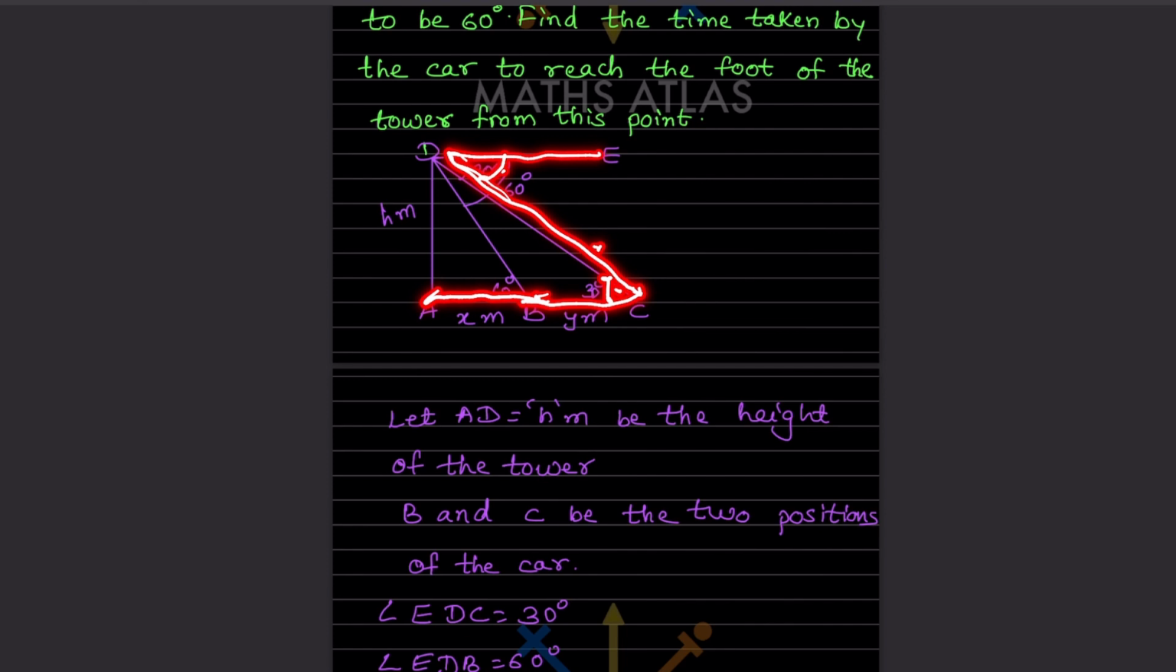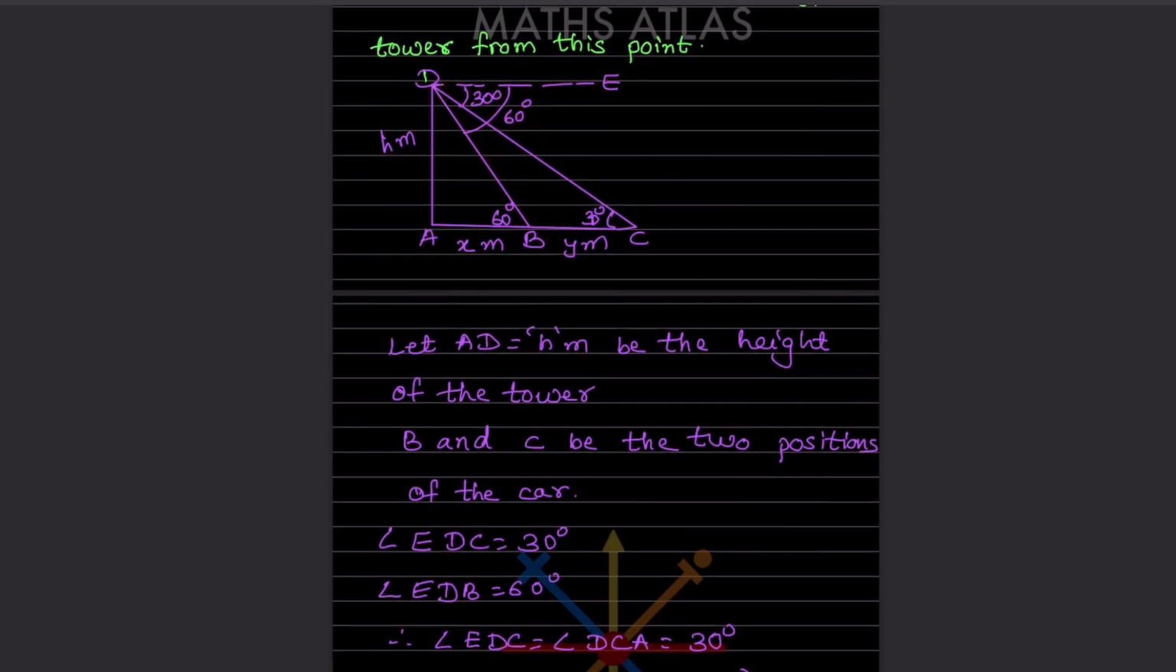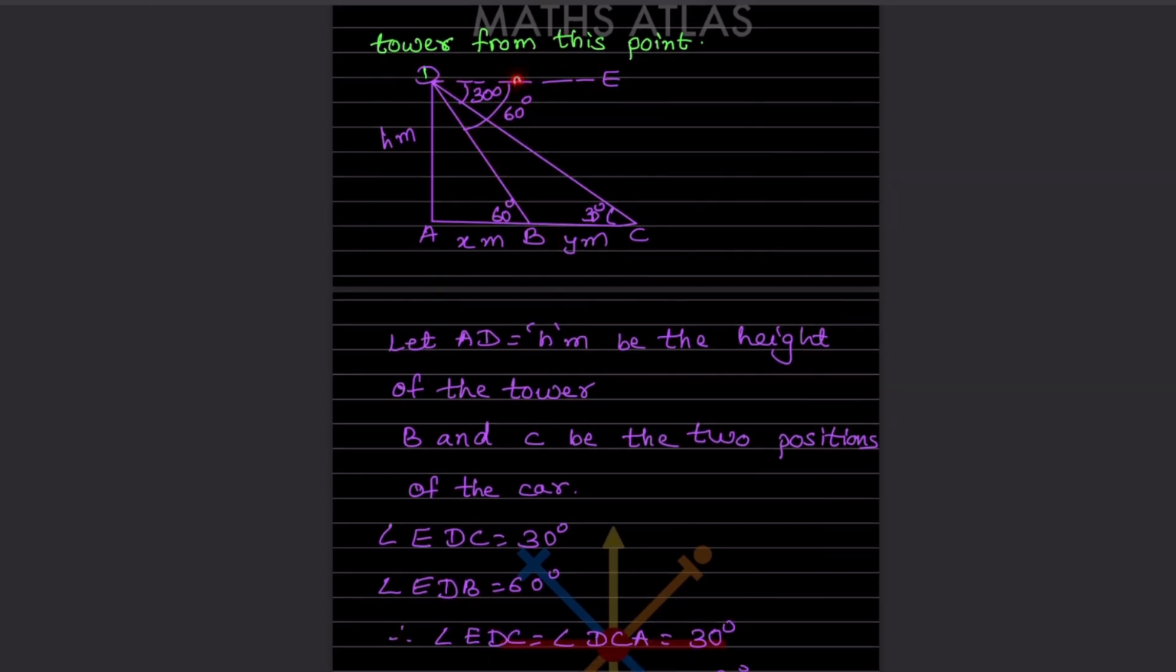We can say DCA, sorry, this is 30 degrees. Now again, here we can see EDB, this whole angle is 60 degrees. So that is, again, EDB is equal to DBA, and this also should be 60 degrees. So here it's written. Can you see here? Now let us consider this AB as x and BC as y. You can take any alphabet there and draw the diagram; I just took ABCD randomly.